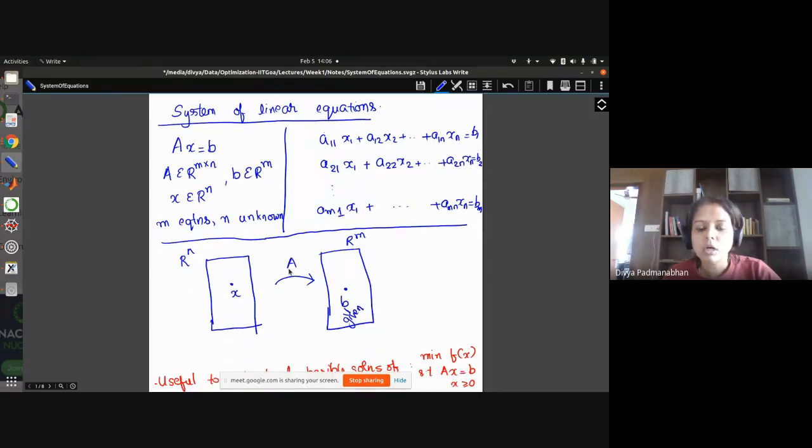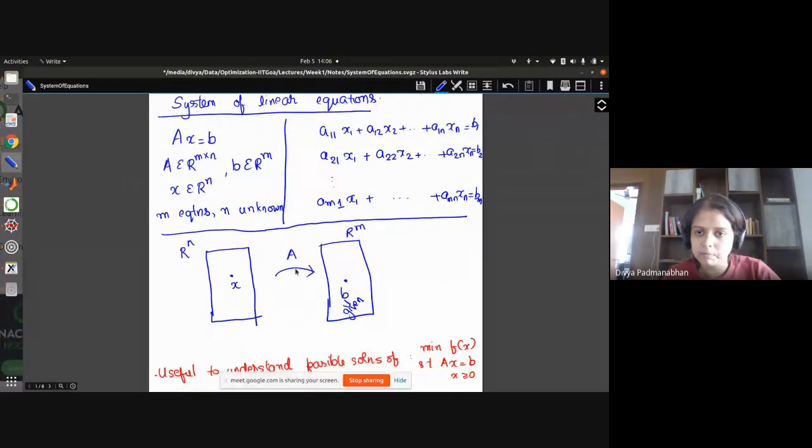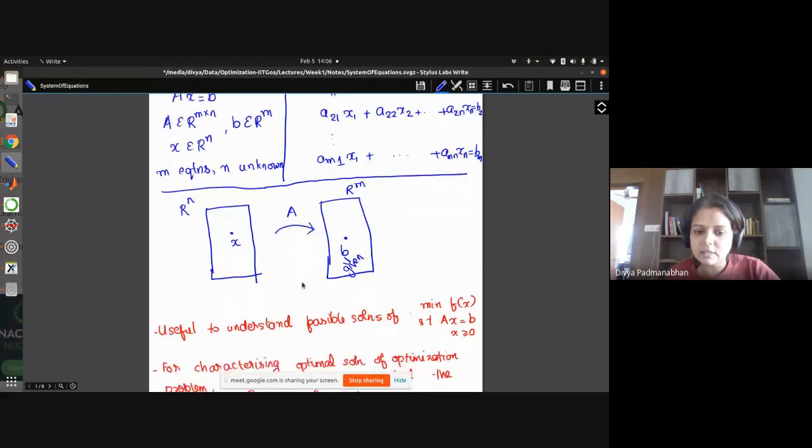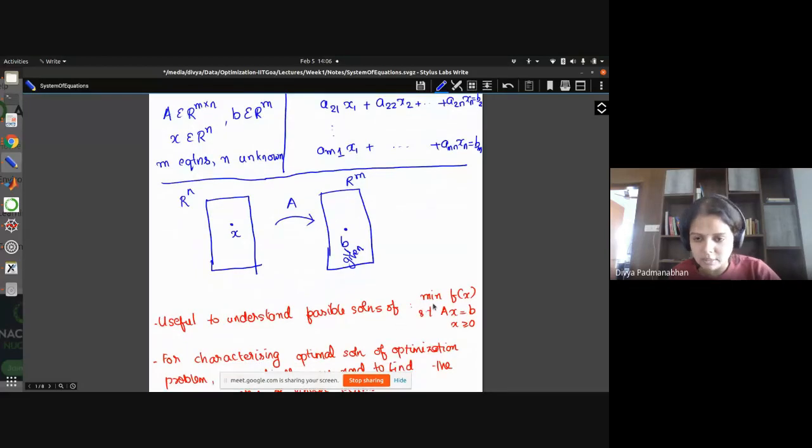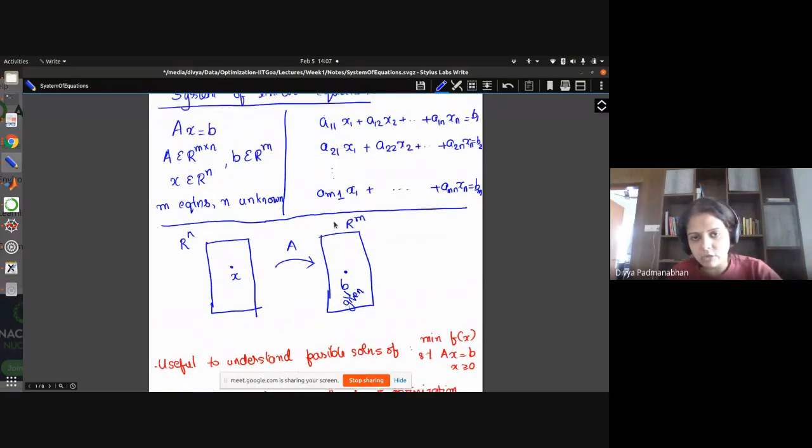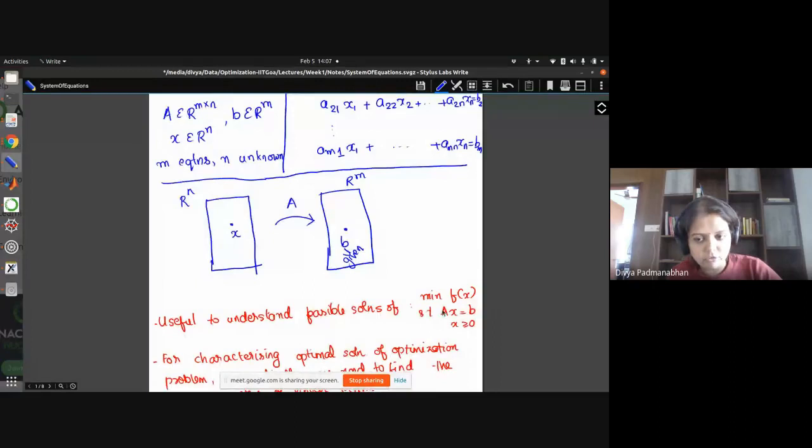So why is this important? This is one of the most fundamental things in optimization. You will see this almost everywhere. One reason is that many of the optimization problems are of this form. You want to minimize some function subject to some equality constraints. Understanding the system of equations helps you to understand the feasible region. So that's one of the reasons why this is important.